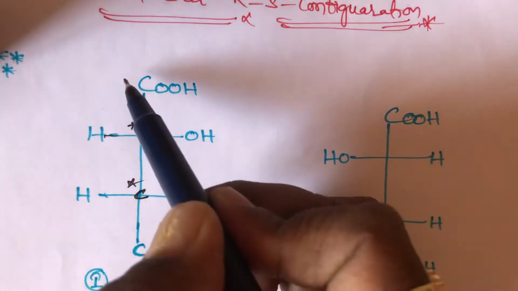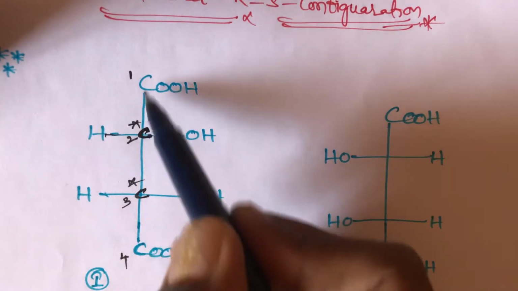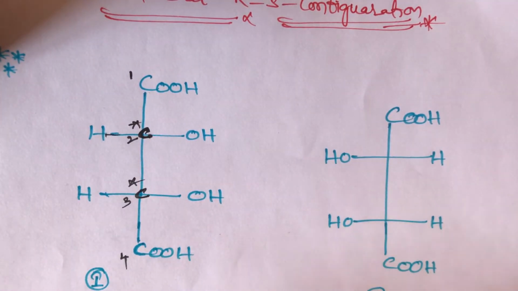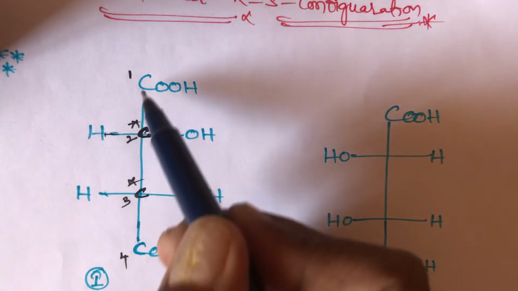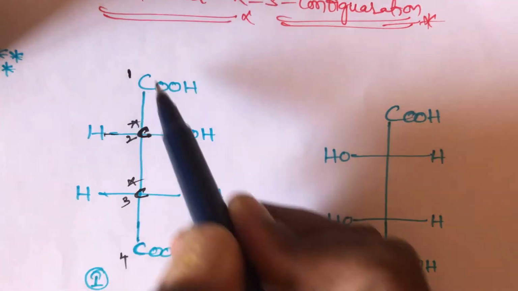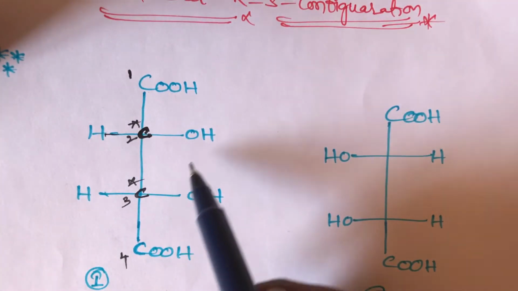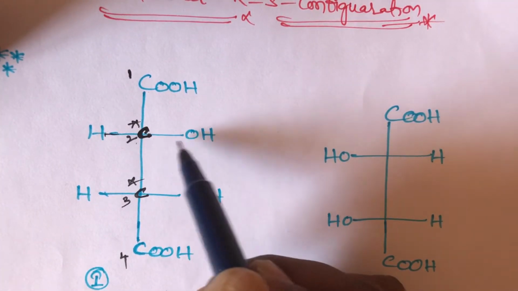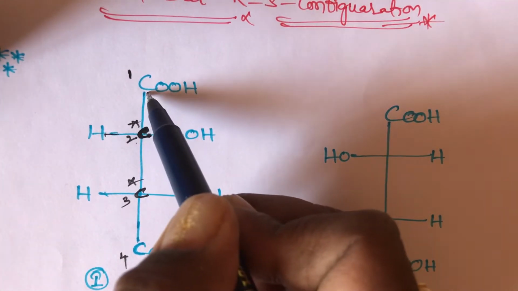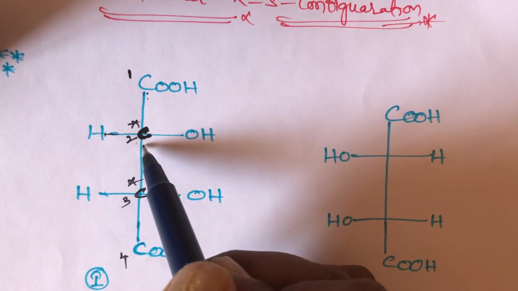Numbering we should start from 1, 2, 3, 4. Because the top position has a COOH group and the bottom position also has a COOH group, we can start numbering from either side. I will take it from top to bottom: 1, 2, 3, 4. Here four carbons are there. This chiral carbon is directly attached with one OH group, with the COOH group, with one hydrogen on the left side, and with the rest of the chain.